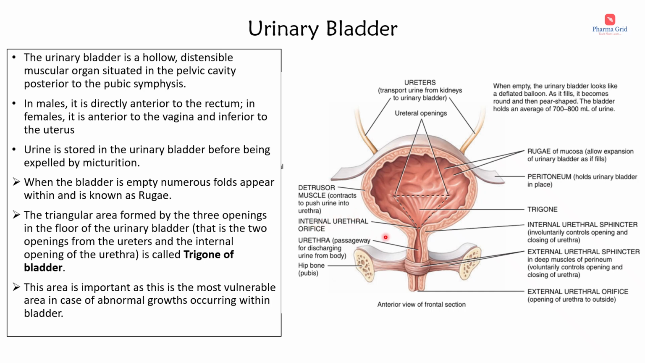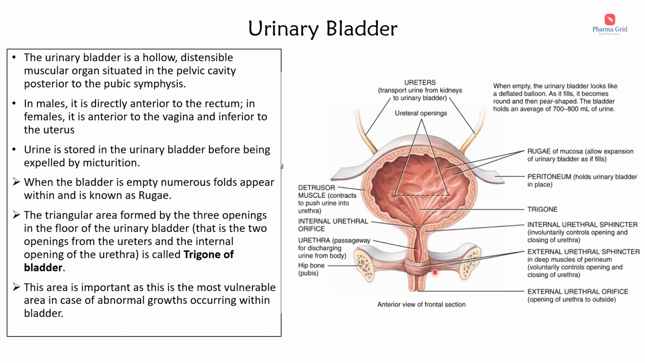Then here you can see the internal urethral orifice, that is the opening, and this is the internal urethral sphincter. This sphincter involuntarily controls opening and closing of the urethra. Okay, this is the internal urethral sphincter, which involuntarily controls the opening and closing of the urethra.